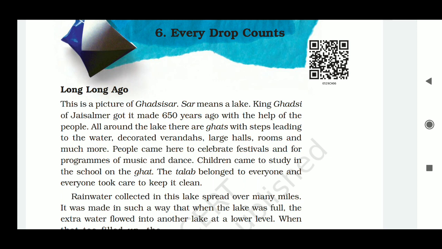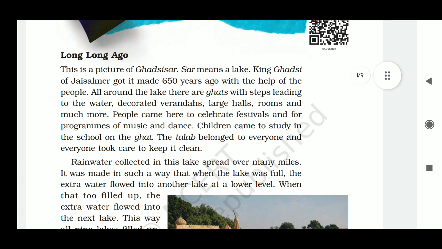It starts with a story. Long ago, this is a picture of Gadisar. Sar means a lake. It was a part of King Gatsi of Jaisalmer. Jaisalmer is a place in Rajasthan. Gatsisar was made 650 years ago with the help of the people. All around the lake there are ghats with steps leading to the water.